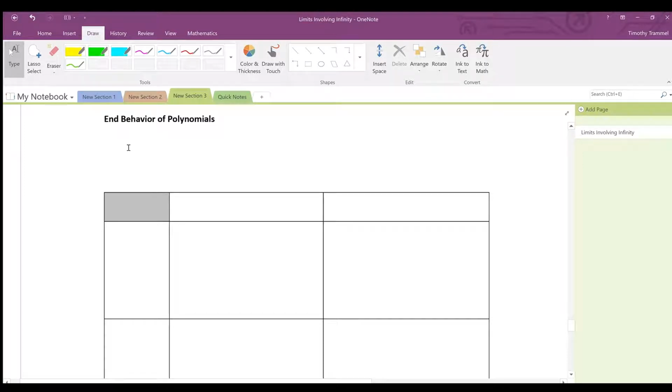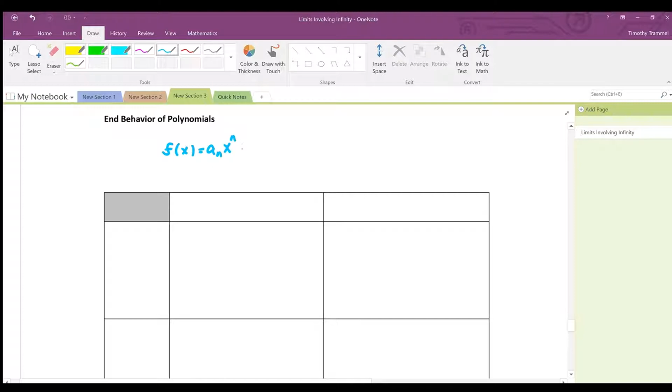The last thing that I want to talk about here in this section is the end behavior of polynomials. And let me write out a general polynomial. That way we can use some of it to help define what's going to go in this table. So we have f of x is equal to a sub n x to the n.